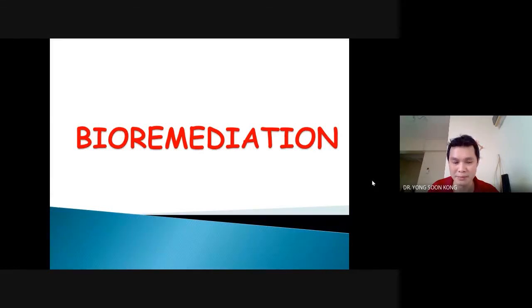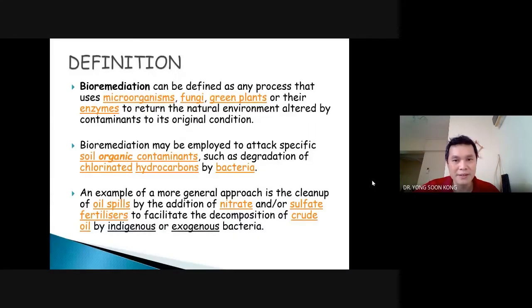Bioremediation is defined as a technique in which living organisms are used to reduce pollution in the environment. So bioremediation is not just applied to soil; it could be applied to air, water, all sorts of things, as long as they use living organisms. Now, the key to this bioremediation lies in one material.